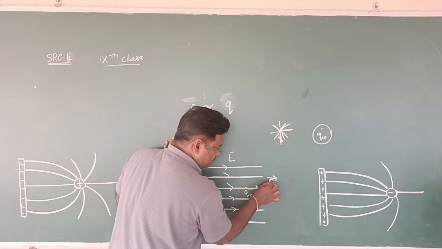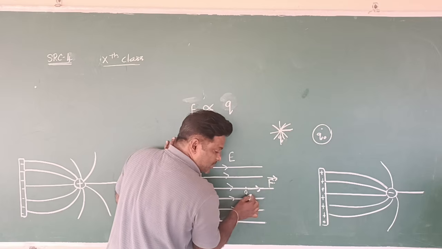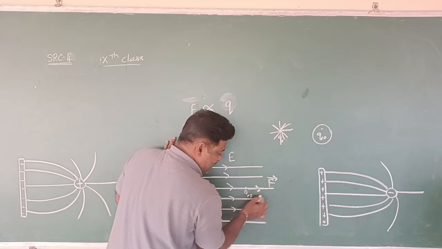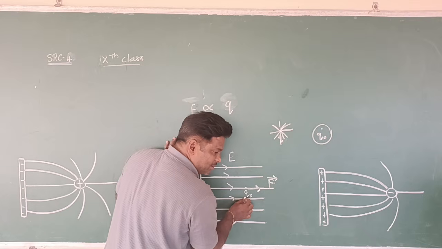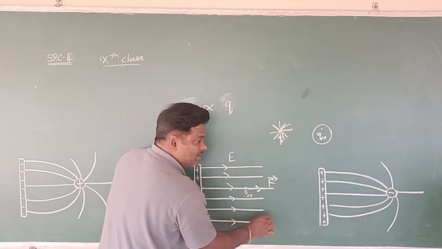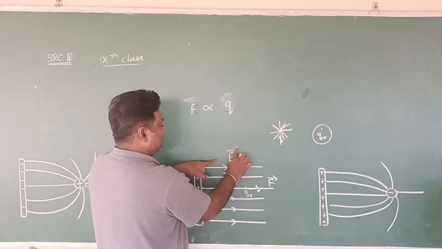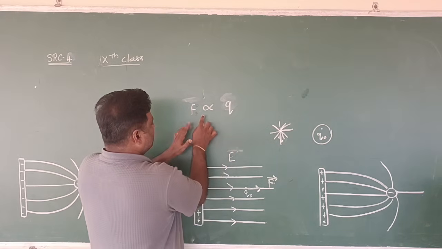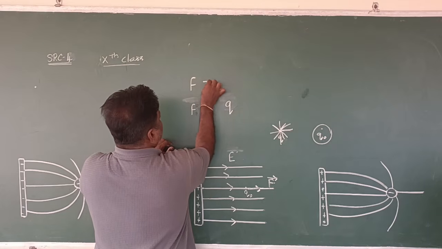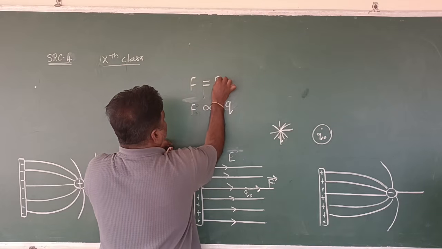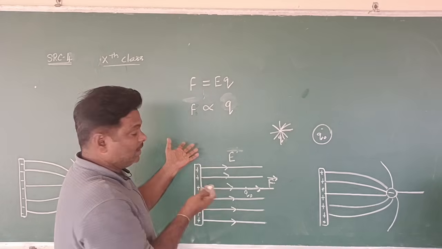This is the force experienced by Q0. It will increase when its size increases. It will decrease when its size is decreasing. But this happens in the presence of a constant electric field. So when you remove this proportionality symbol, you need to take a constant, and F equals EQ. You got a formula.